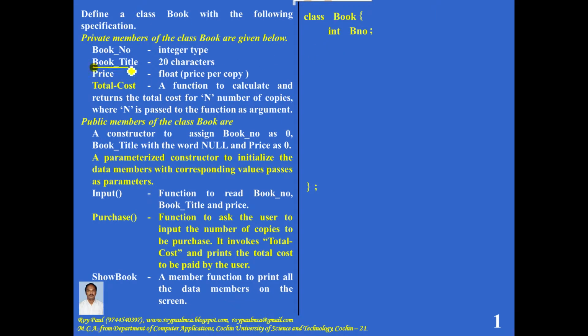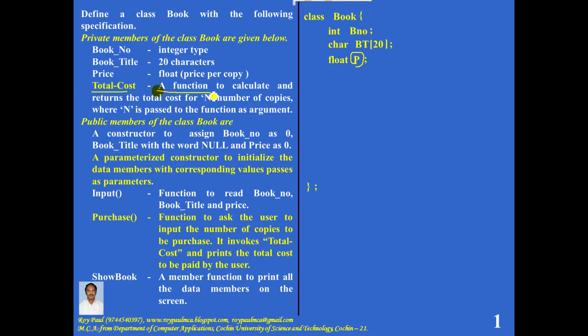Next one, book title, 20 characters. So it is an array of characters. You can write char followed by variable name. Now 20 characters are there, so you need square brackets and size. The size is 20. Price of the type float, and this data member contains the price of one book. So float P for price.